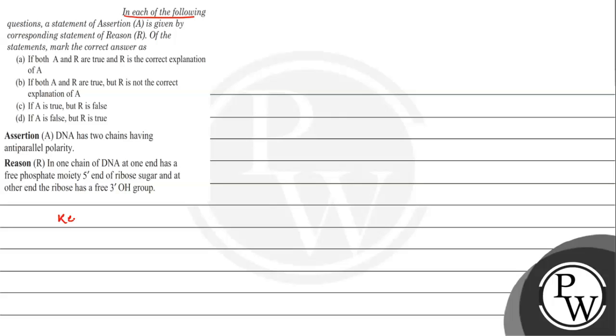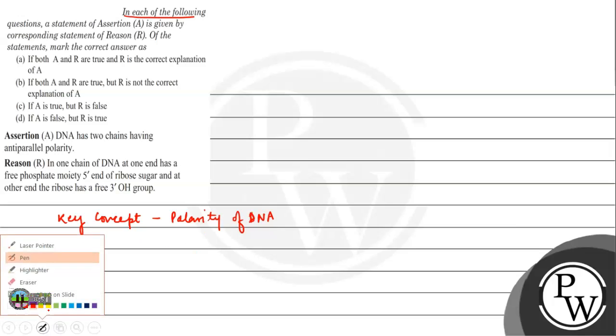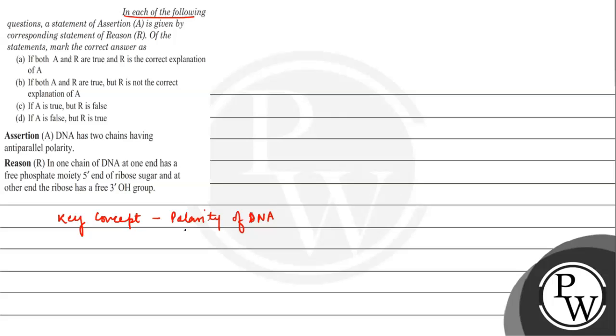So the key concept is polarity of DNA. Whenever we talk about polarity of DNA, we are well aware of the Watson and Crick model, which states that DNA is highly coiled, anti-parallel, double-stranded genetic material.